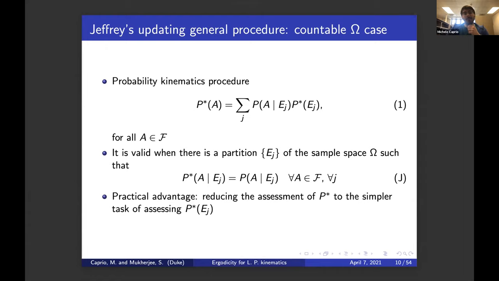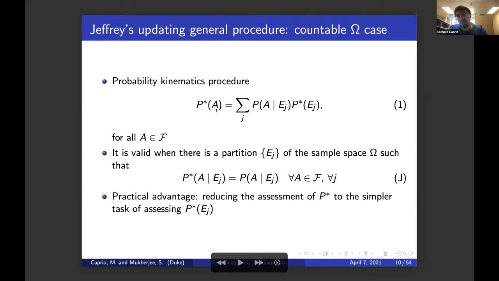So what about Jeffrey's updating? I will now describe how Jeffrey's updating works when the state space is countable. And at the end of this explanation, I will also show you how Jeffrey's updating can be seen as a generalization of Bayes. So the probability kinematics procedure, probability kinematics being another name for Jeffrey's updating, is given by this equation right here. And you may say, oh, this is the usual equation we use when we compute a probability, but it's not quite right.